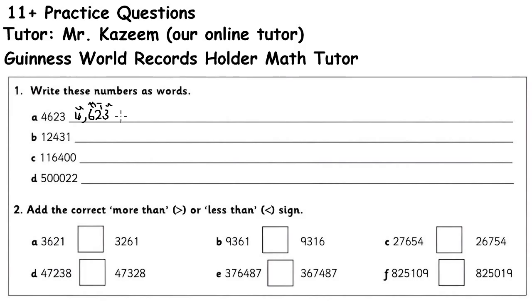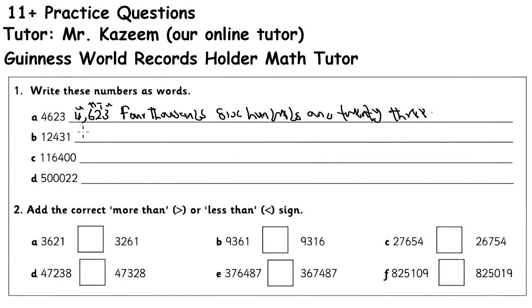So that is what we want to write in words. We want to write 4,623. So we can have four thousand, six hundred, let's be plural, 600, and twenty-three. Perfect. And that's the answer to part A. How have you got that? Excellent. On to part B.